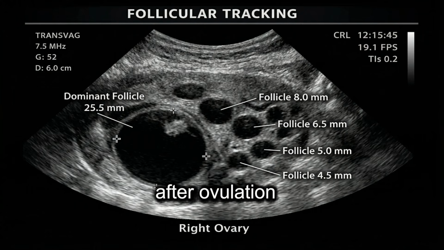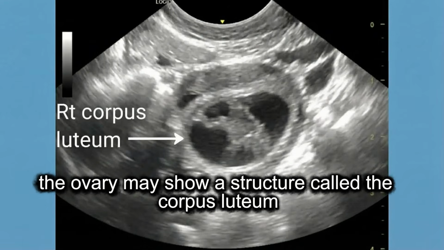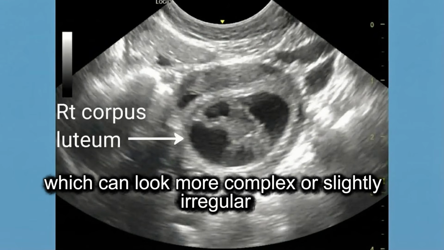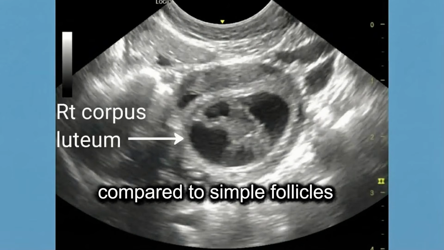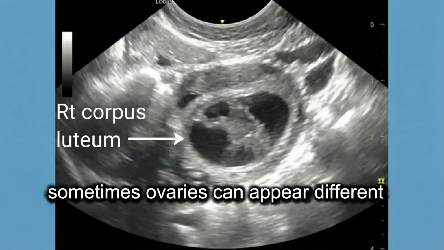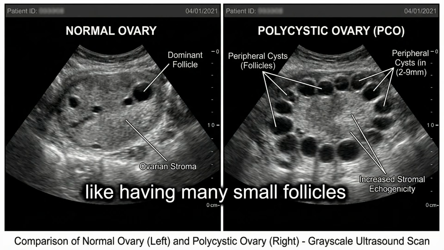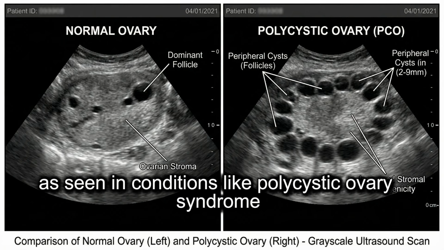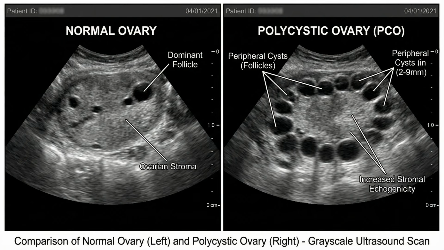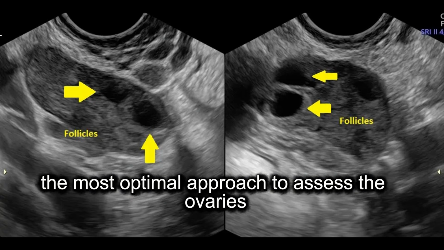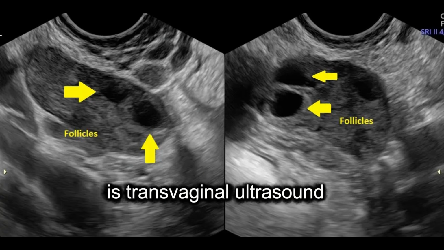After ovulation, the ovary may show a structure called the corpus luteum, which can look more complex or slightly irregular compared to simple follicles. Sometimes ovaries can appear different, like having many small follicles, as seen in conditions like polycystic ovary syndrome, PCOS.